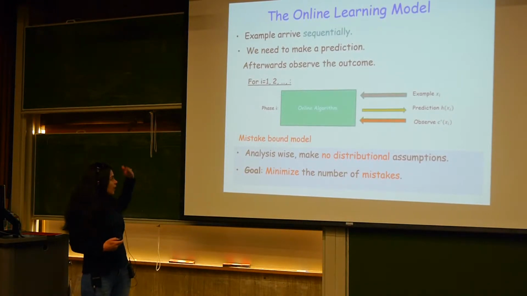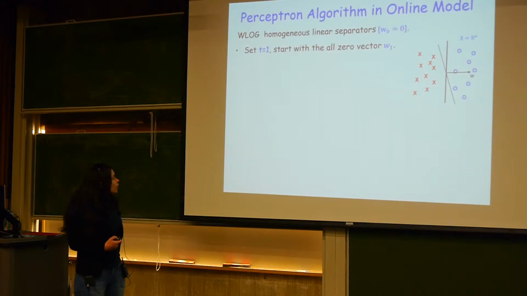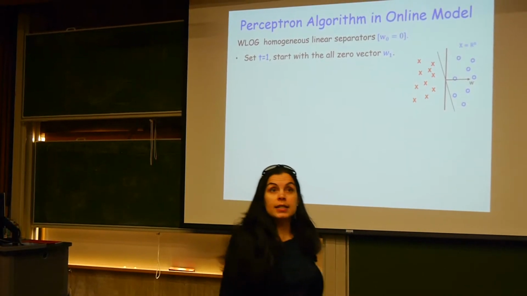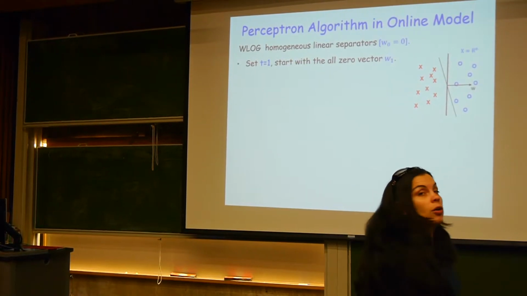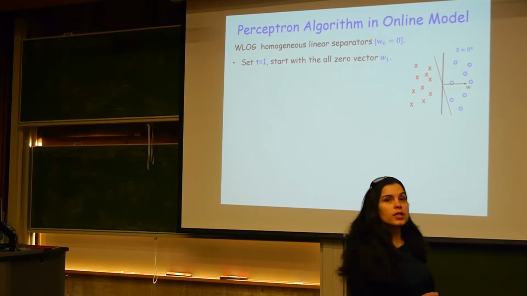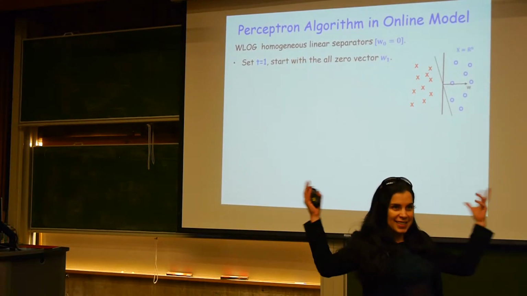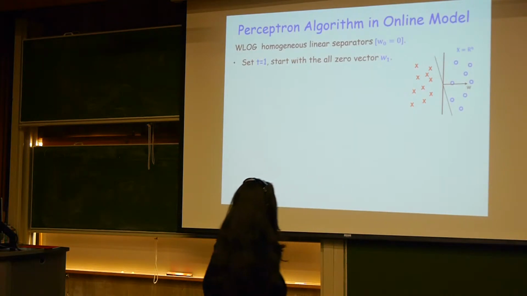Okay, cool. So that's the online learning model. We analyzed in detail last time the Perceptron algorithm for learning linear separators in the online learning model. We also discussed in detail that we can always assume that the separator goes through the origin. As you're saying, we can always translate the origin, right? So this is without loss of generality.